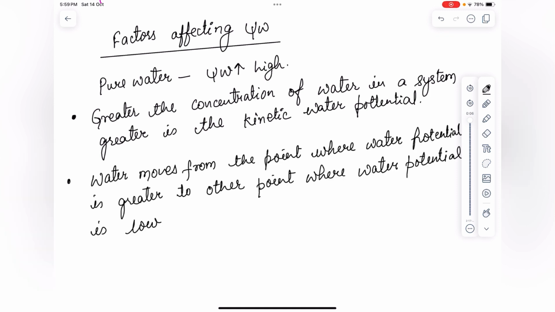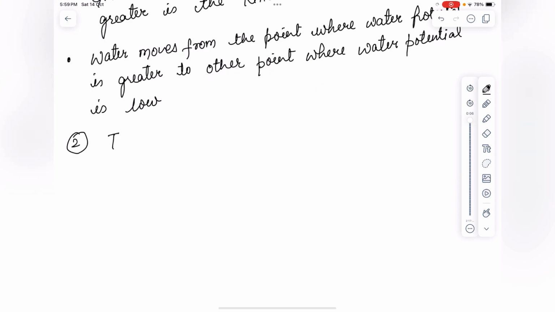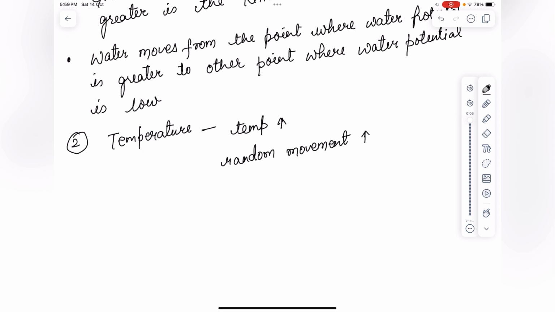Second factor is temperature. When the temperature is high, there will be more random movement of the water. So the water potential will also be affected by the temperature. When temperature is high, the random movement of water will also increase, so water potential will increase.